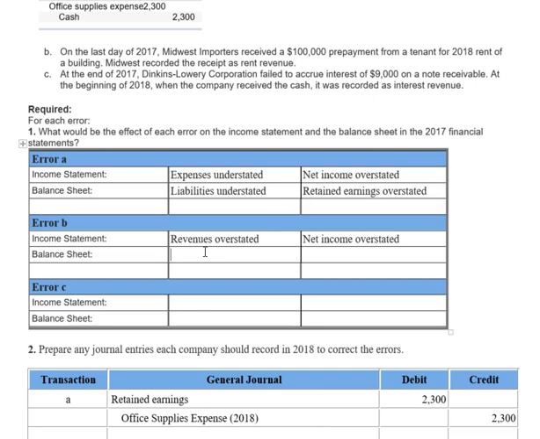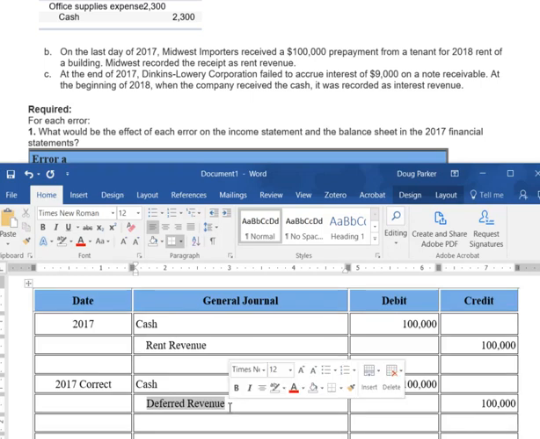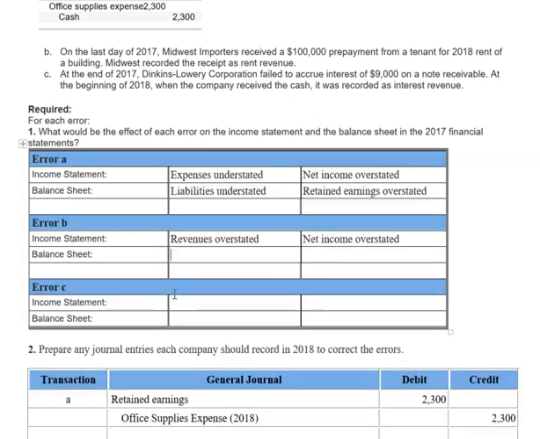Now what's wrong with our balance sheet? Well, we hit revenue. We should have hit deferred revenue. What type of account is deferred revenue? It's not a revenue account, it's a liability. So we're missing a liability here. So our liabilities are actually understated. What about our retained earnings? Well, we've already said income was overstated. So if income's overstated, retained earnings are also overstated. So keep that in mind: when anything happens to net income, retained earnings will be impacted by the same amount on our balance sheet.